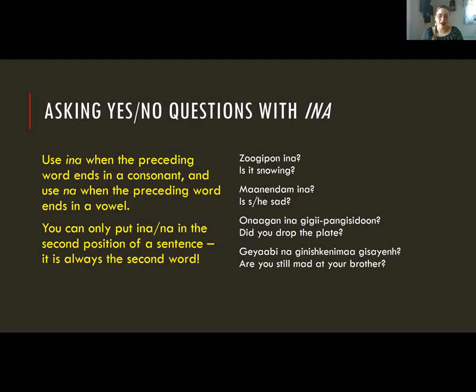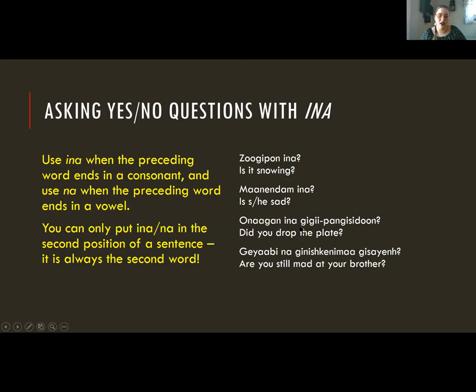You can use it with a VTI. So VTIs are a person affecting an inanimate object, right? An animate subject affects an inanimate object. So in this case, did you drop the plate? Okay, so you is the subject. What you're doing, you're dropping it. And onagan is the plate. So you can see that we actually put the plate first.